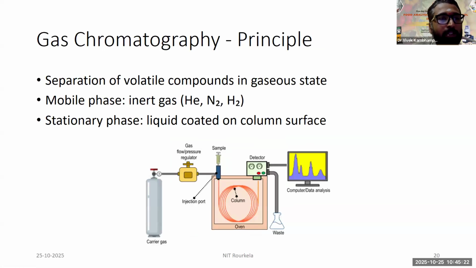The next and important principle is gas chromatography. See, the system looks like this. Carrier gas, okay, carrier gas will be used. This is the mobile phase. Most of the time, 99.9%, it is inert gas. Inert gas is used. Why is inert gas used? Can anybody tell? In gas chromatography, why is inert gas used? Anyone? Quickly.